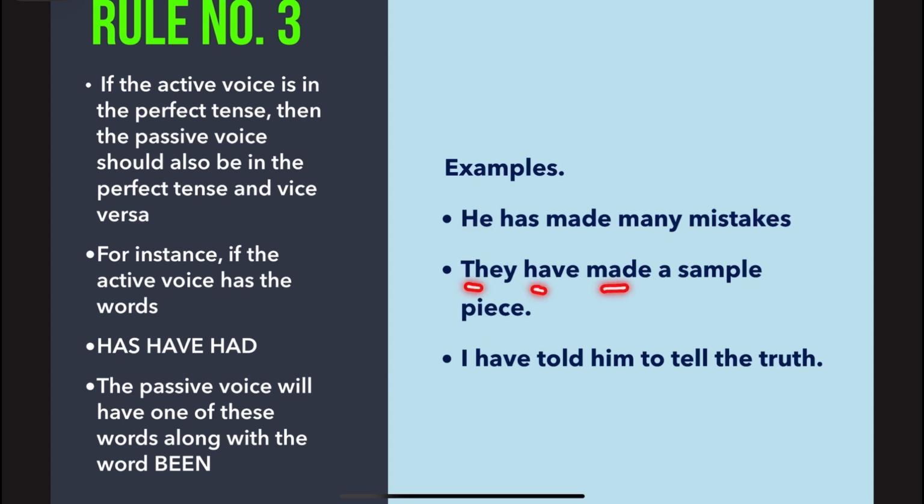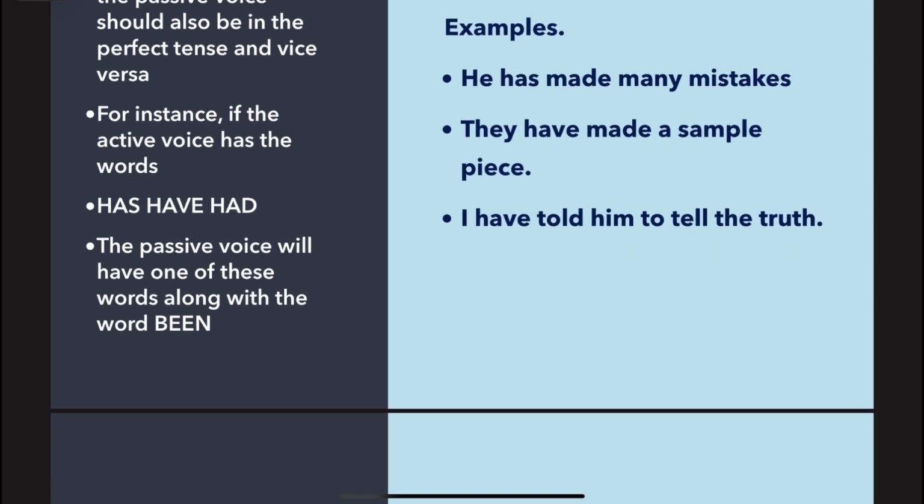They have made a sample piece. They is the subject. Have made is the verb. A sample piece. Pick out the object after the verb. What is that? A sample piece has been made by them. Now why has instead of have? Because sample piece is a single thing, right? How can you write have for single? A sample piece has been made by them. Okay, now the next one.